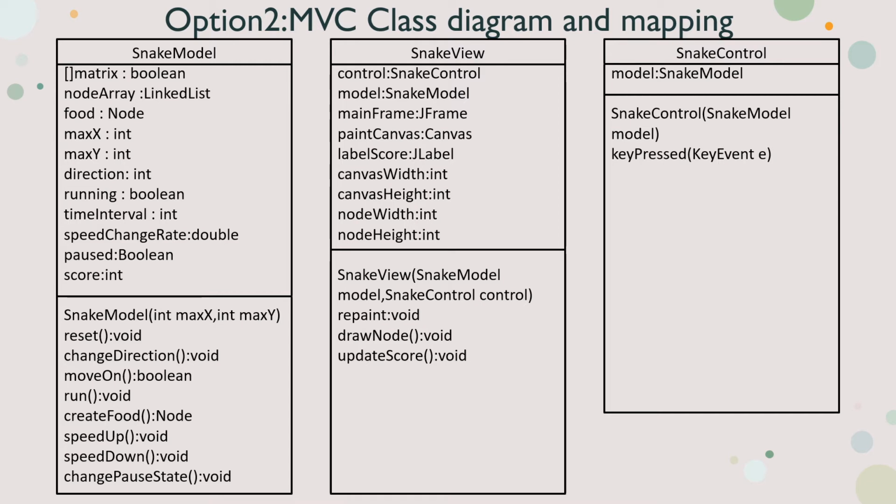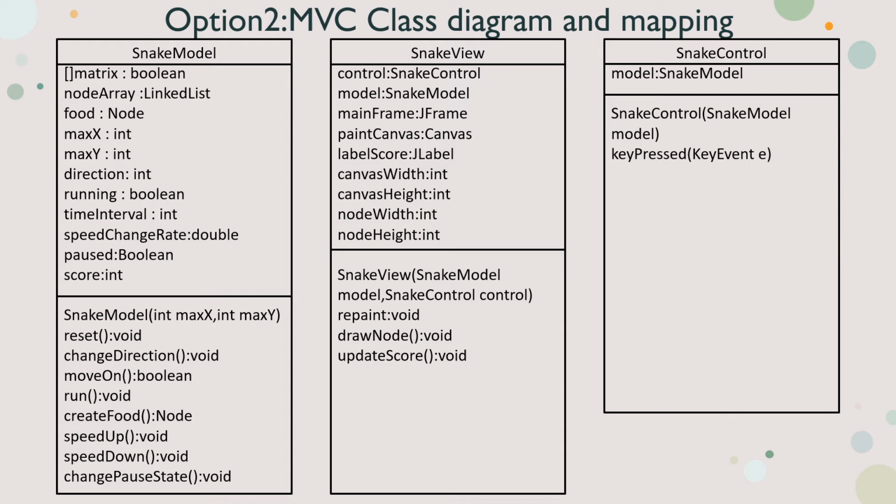For snake model class, the Boolean variable matrix represents whether there is a snake or food on the position. Node area represents the snake body. Max X and Y represent the height and width of the map. The int variable direction is the same as in the previous slide, and 1 means left, 2 means up, 3 means right, and 4 means down. Running represents the running state.